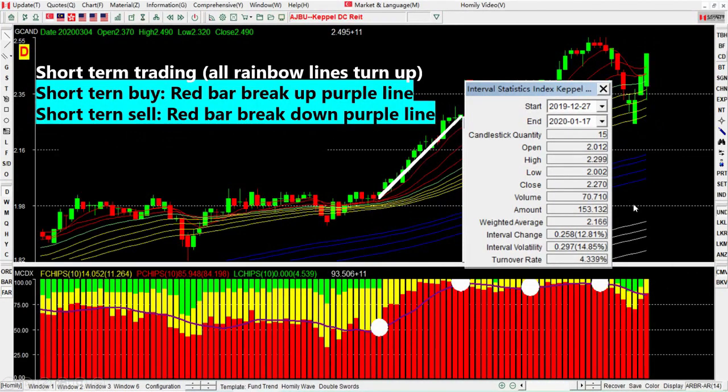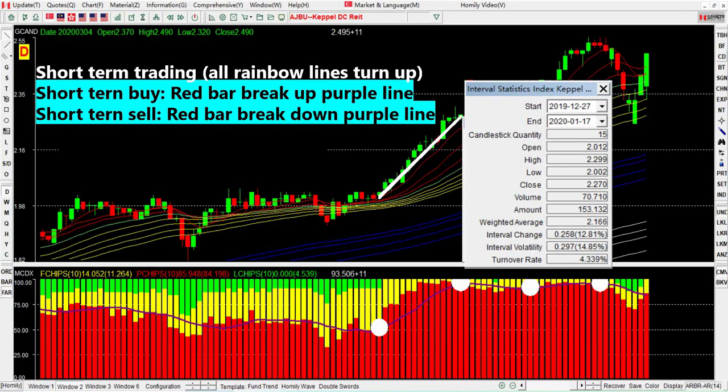Okay, and for short term, it is the red bar and the purple line. Red bar and purple line break up. Red bar breaks up the purple line, we buy. Red bar breaks down the purple line, we sell. Okay, very easy. Some members do short-term trading following these rules.